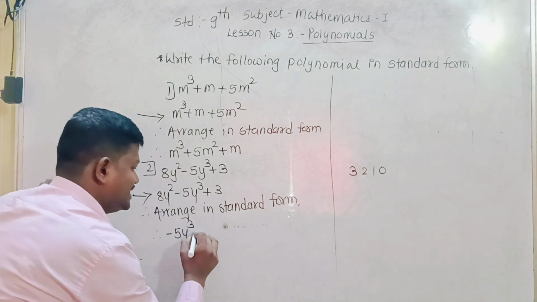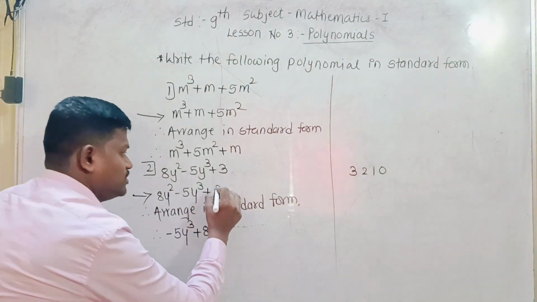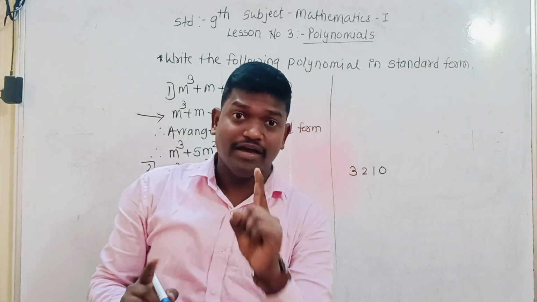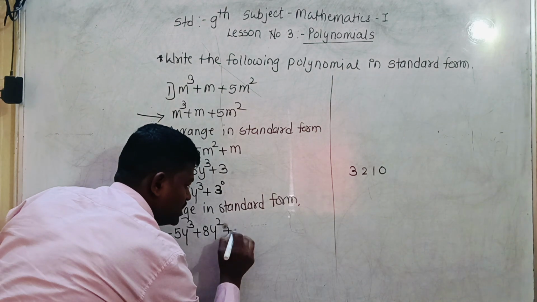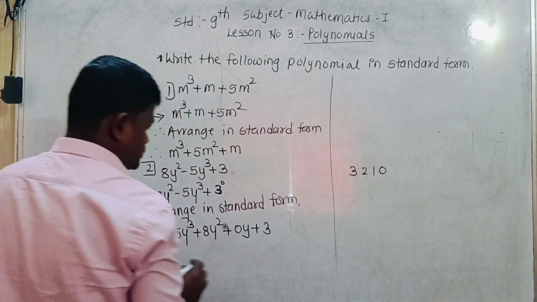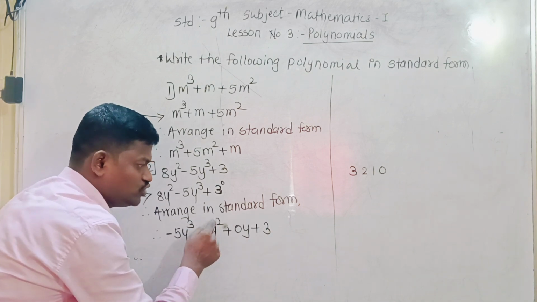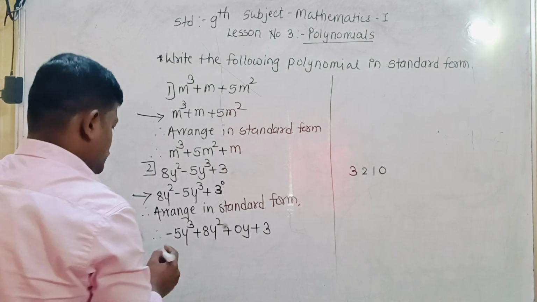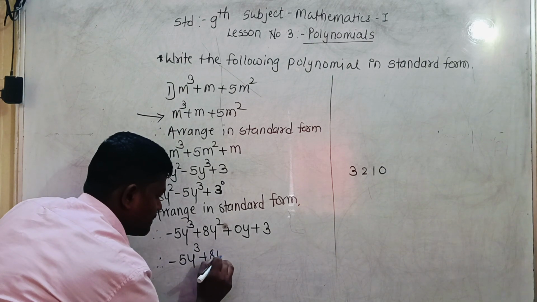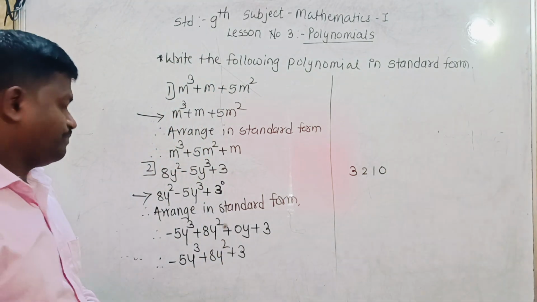After that 2, that is 8y square. See, 3, 2. The number consists of 0 degree, so 1 is missing. Understood? Power 1 is missing. So for that we write down plus 0y. Then plus 3. So let's check out, 3, 2, 1, 0. Now write down the answer like this. So this is our final answer for standard form.